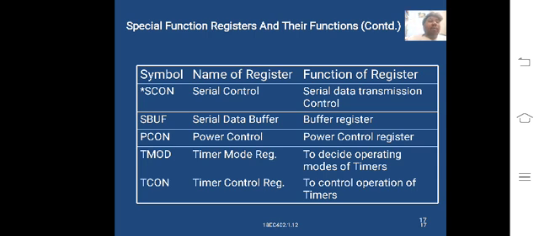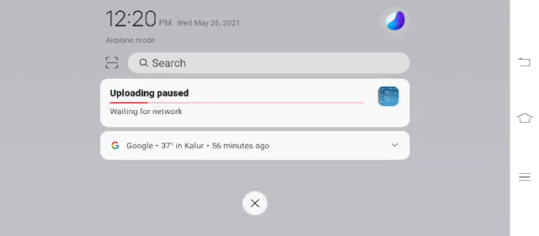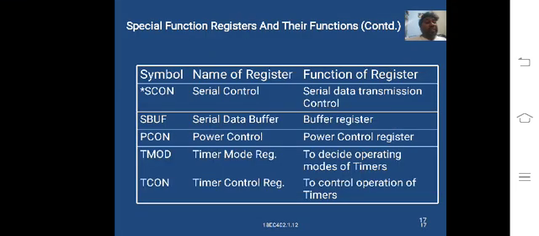PCON, power control. The power control register. TMOD, timer mode register, to decide the operating modes of timers. TCON, timer control register, to control the operation of timers.